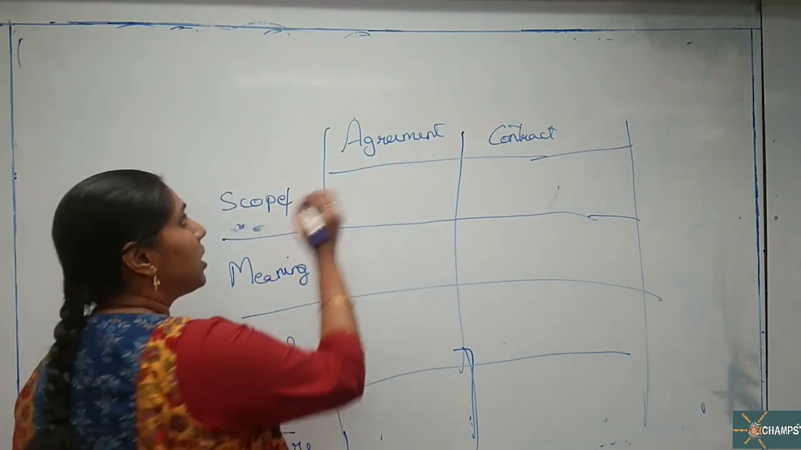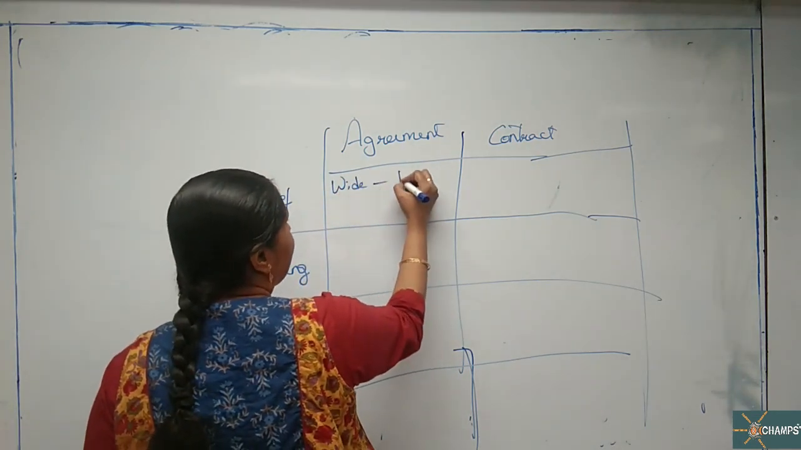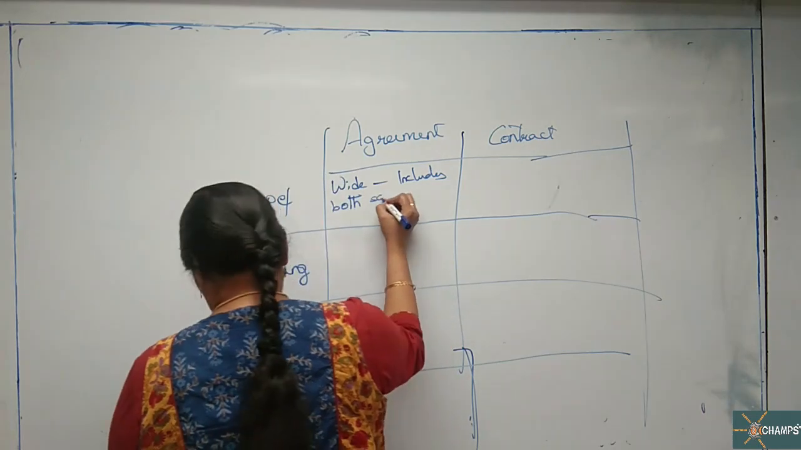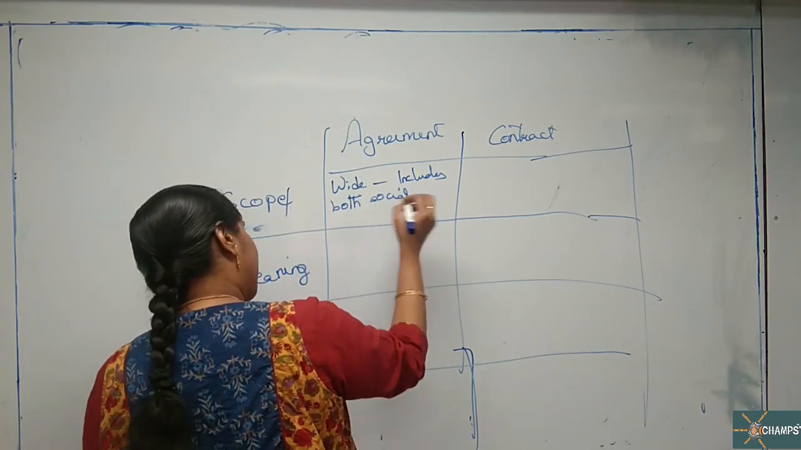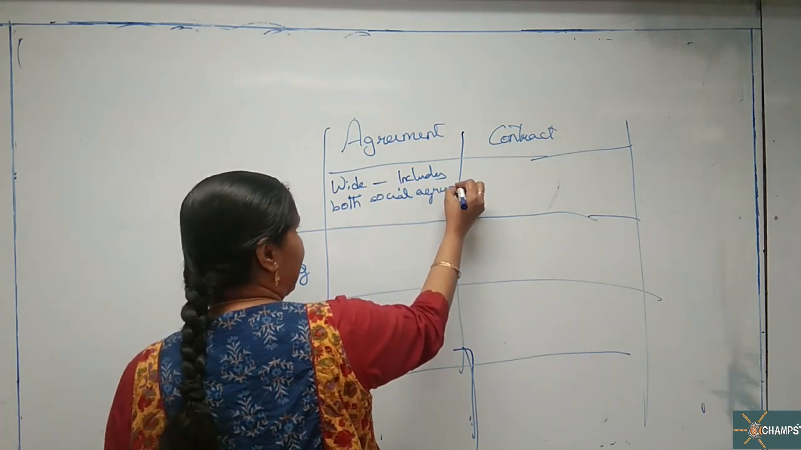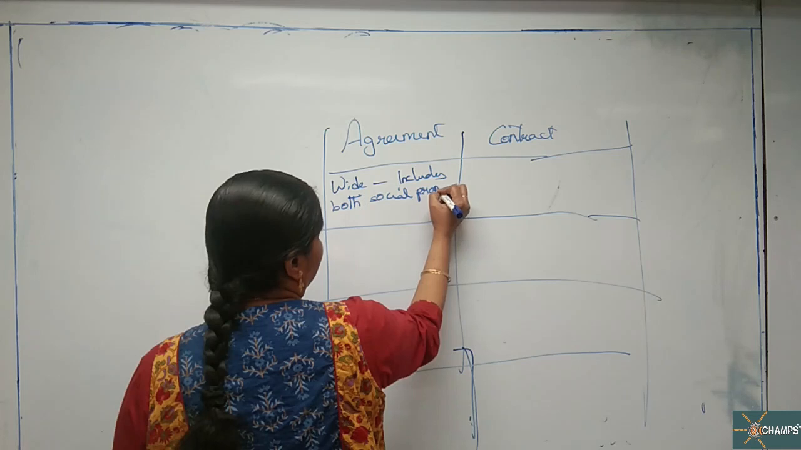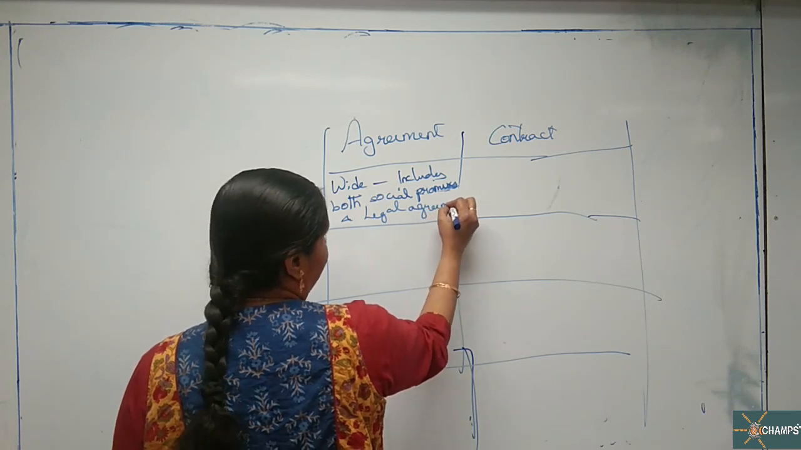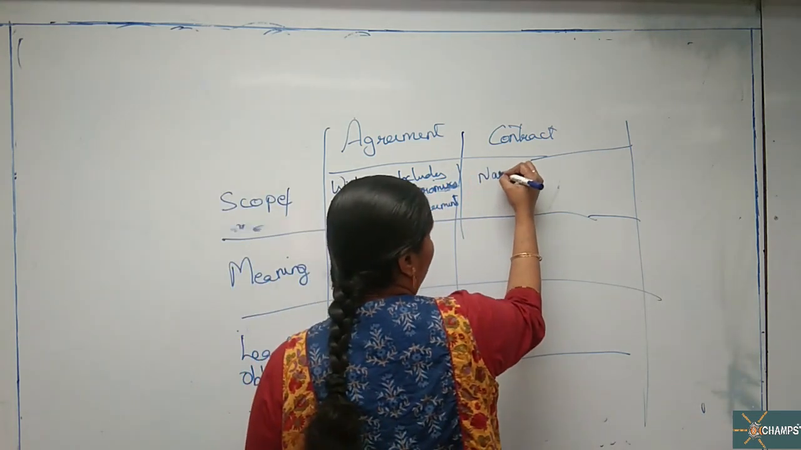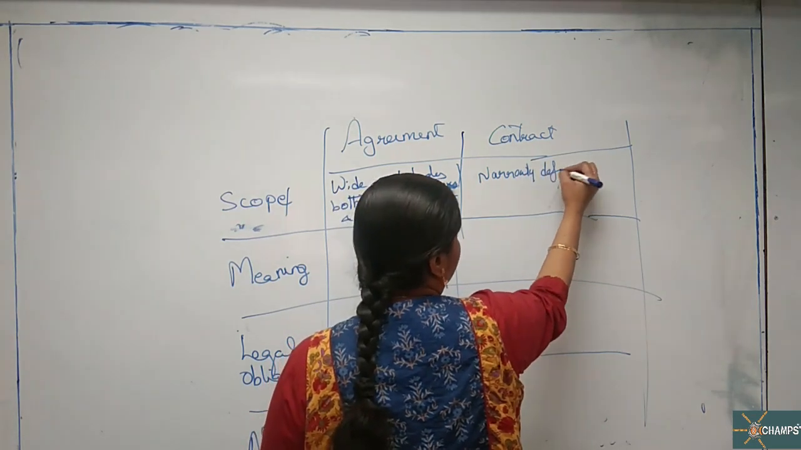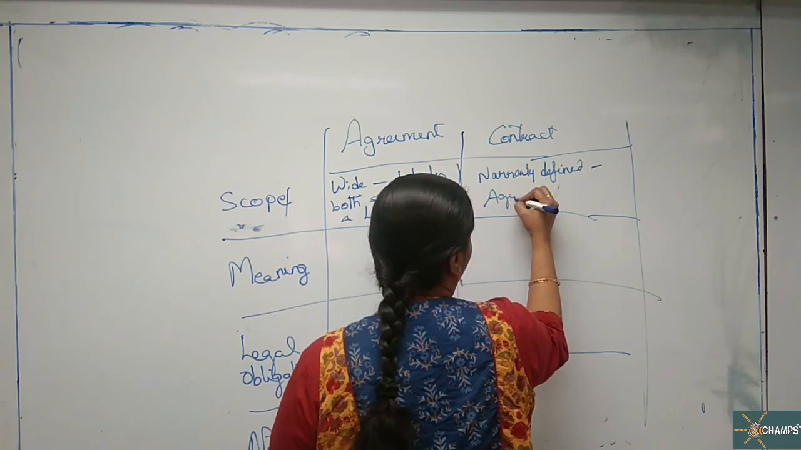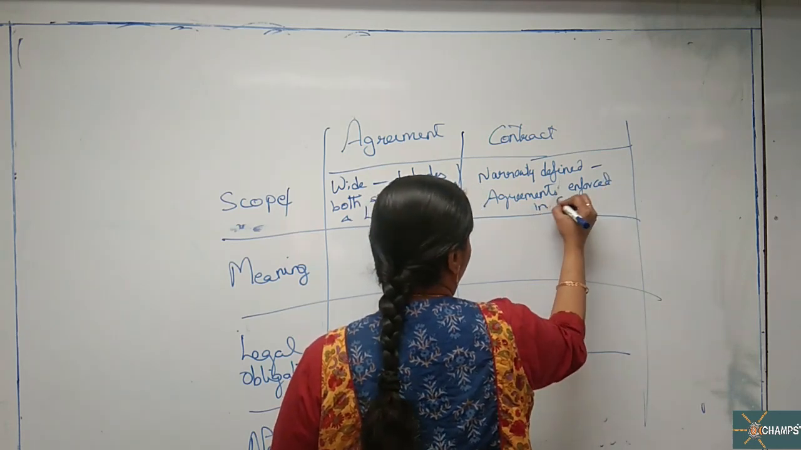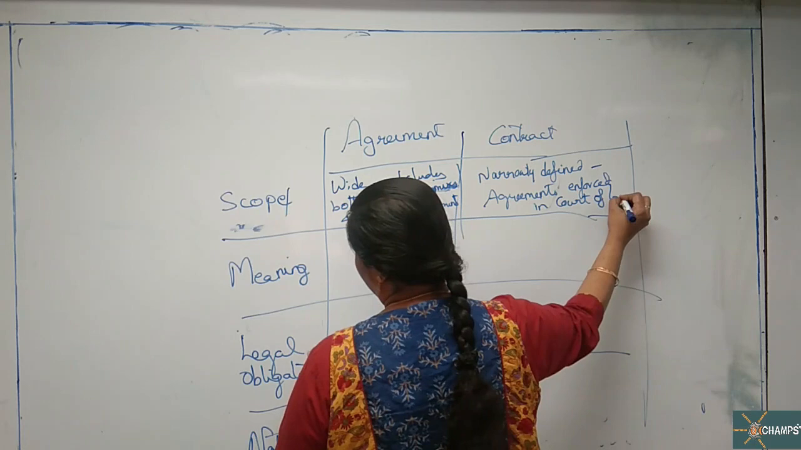So in such situations, usually the scope of an agreement is wide. That is, it includes both social as well as legal aspects. Both social promises and legal agreements. And contracts usually are narrowly defined because it consists of agreements enforceable by court of law. Agreements enforced in court of law. So this is called a contract.